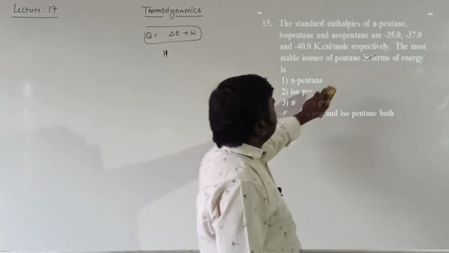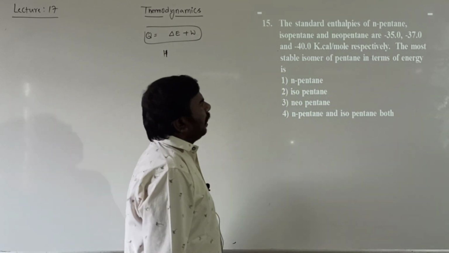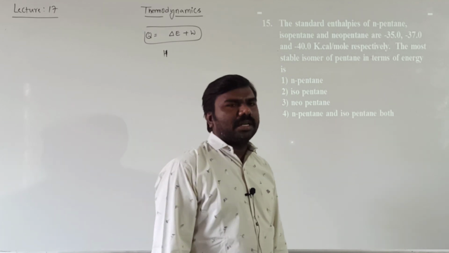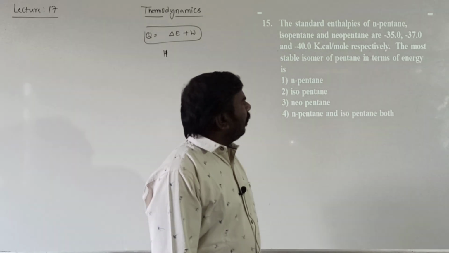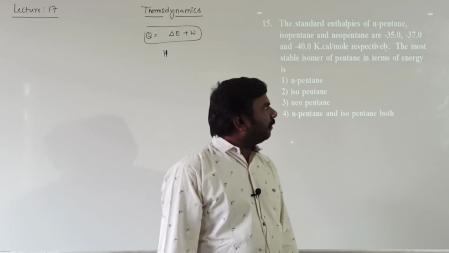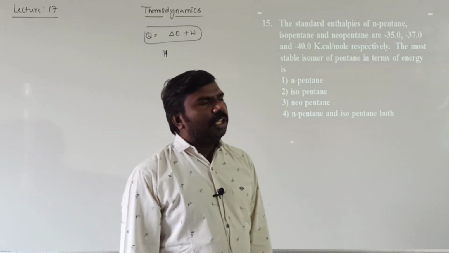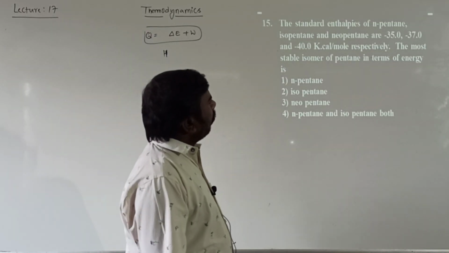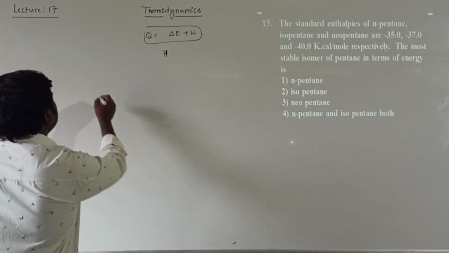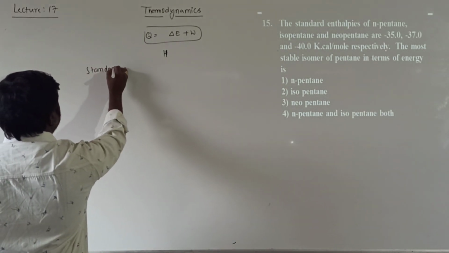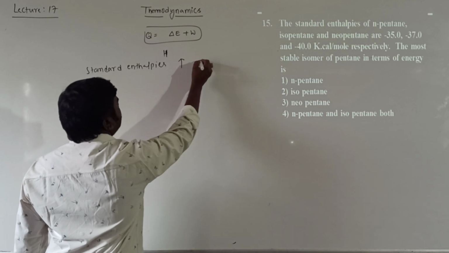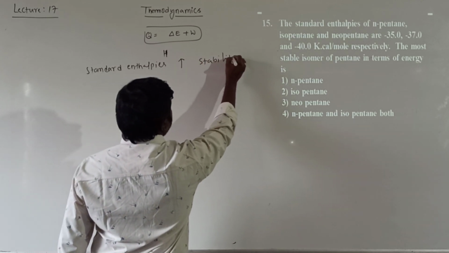The standard enthalpies of n-pentane, isopentane and neopentane are minus 35, minus 35 and minus 37 and minus 40 kilocalorie per mole. The most stable isomer of pentane in terms of energy is, if you observe clearly, the more the standard enthalpy, the more the stability. As standard enthalpies increase, stability also increases.